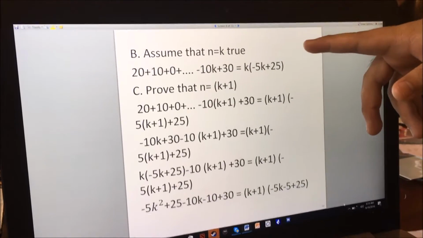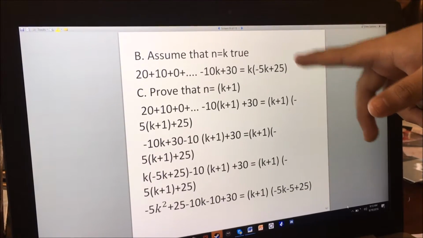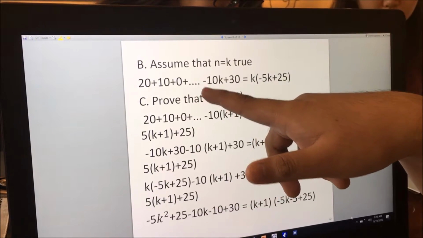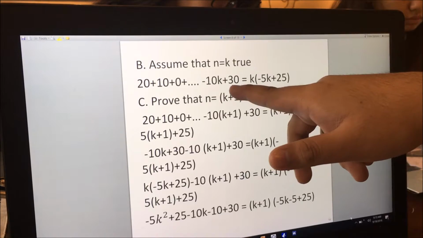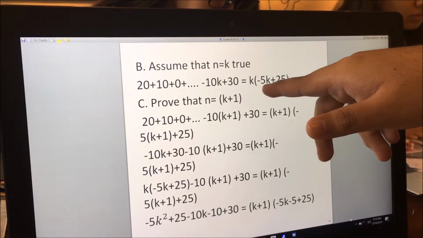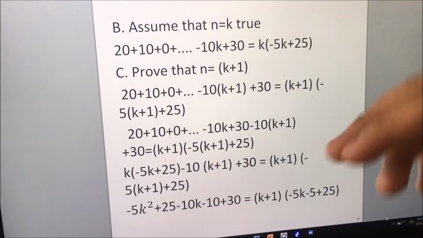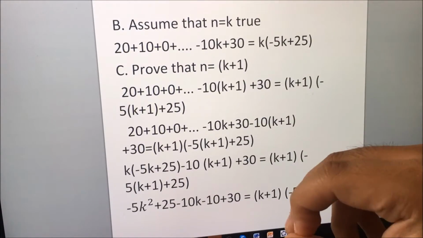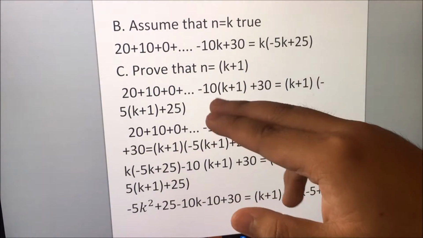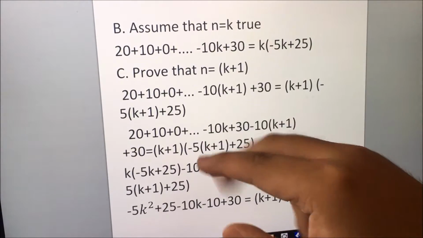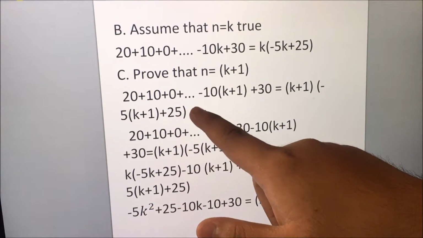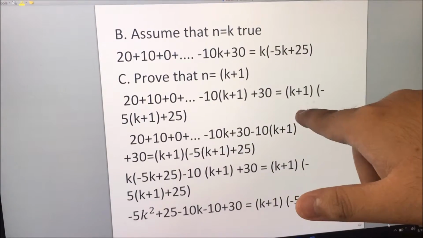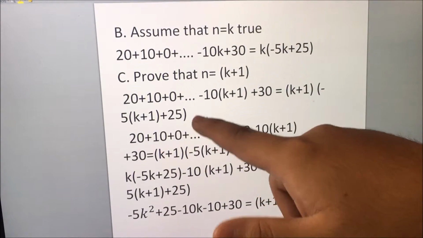We have to assume that n equals k is true, which means we just substitute n with k. We end up with 20 plus 10 plus 0 dot dot dot negative 10k plus 30 equals k times the quantity negative 5k plus 25. So then we move on. We have to prove that n equals k plus 1 is true, which means we have to substitute everything in the equation that has n with k plus 1. So we end up with 20 plus 10 plus 0 dot dot dot negative 10 multiplied by k plus 1 plus 30 equals k plus 1 multiplied by negative 5 times the quantity k plus 1 plus 25.